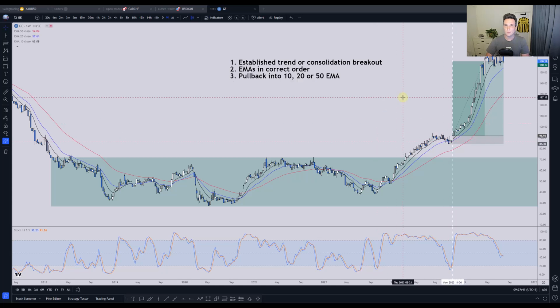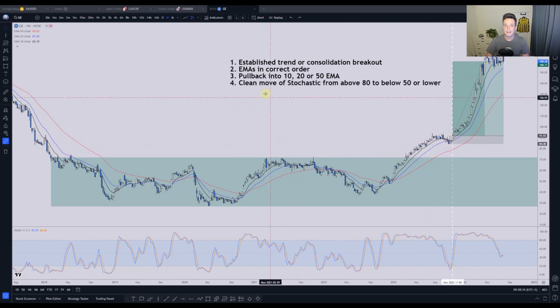Then we need price to pull back into the 10, the 20, or the 50 EMA. Sometimes you get really sharp pullbacks into the 50 EMA without the 10 and the 20 crossing over, and those are really great entries. Some of my favorite actually. But most of our trades we will take off the 20 and the 10 EMAs.